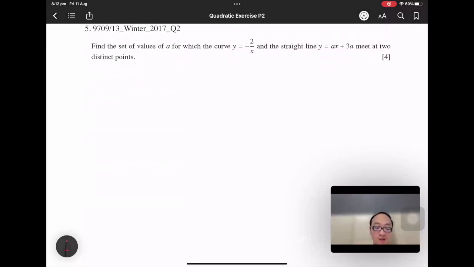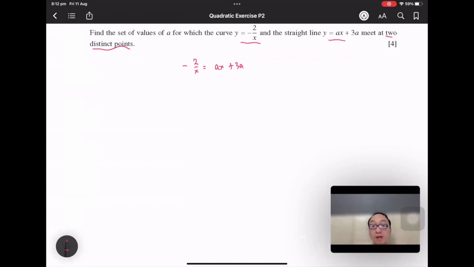Find the set of values of a for which the curve and the straight line meet at 2 distinct points. So we have to combine this. So negative 2 over x will be equal to ax plus 3a. And then I can multiply everything by x. So negative 2 equals ax squared plus 3ax, and then reduce it to the quadratic equation. So ax squared plus 3ax plus 2 equals 0.